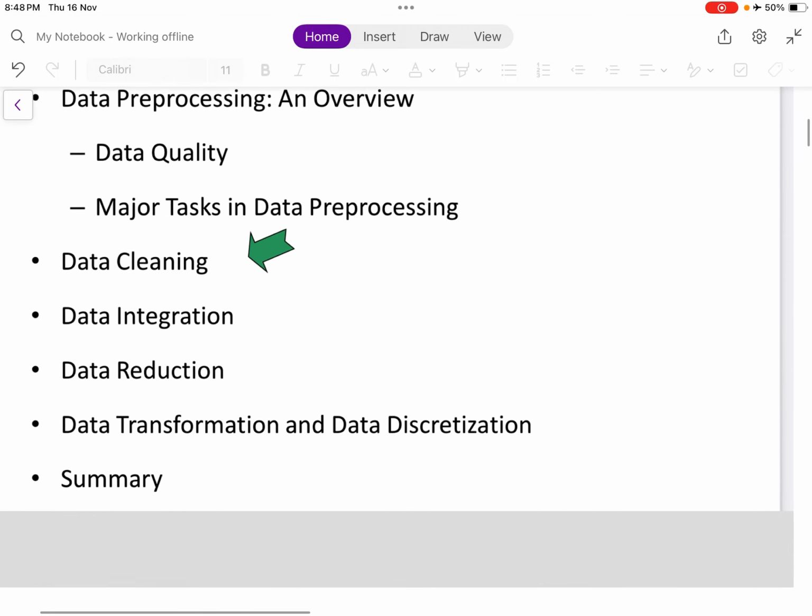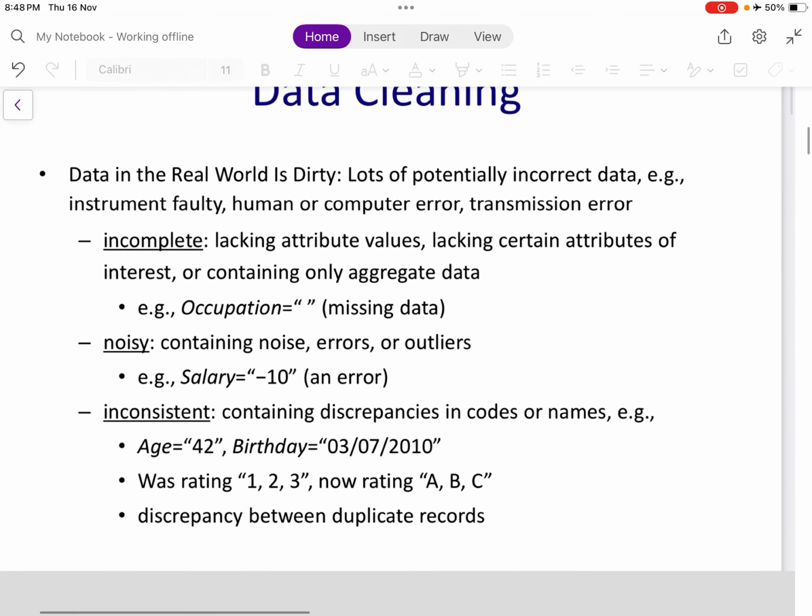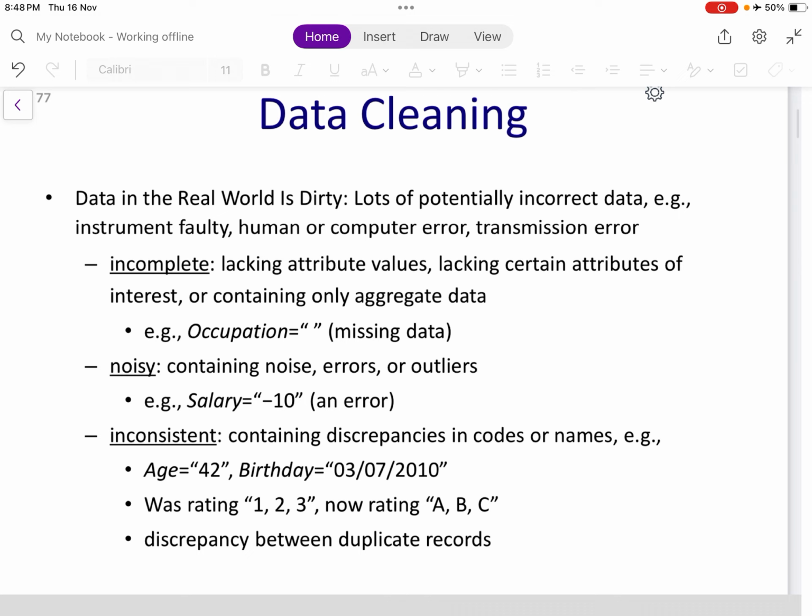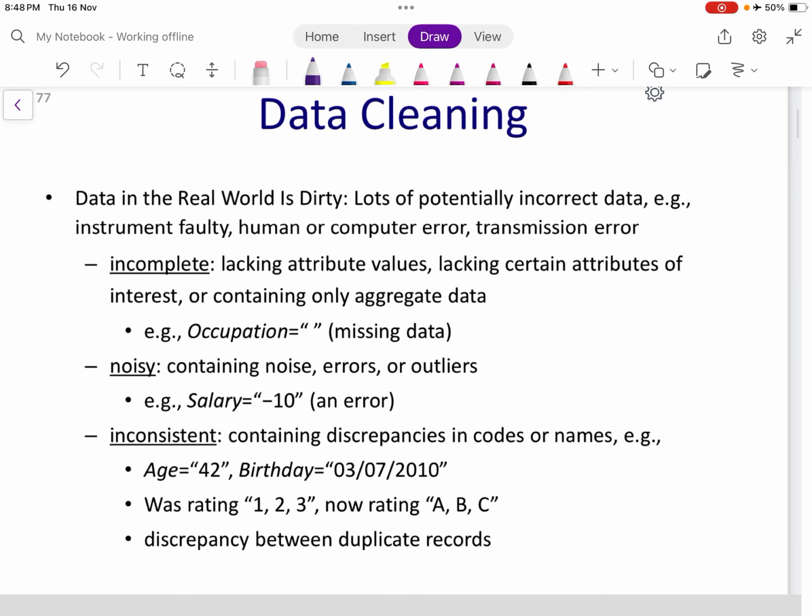So we'll learn about data cleaning. Data in the real world is dirty. Lots of potentially incorrect data, for example, faulty instruments, human or computer error, transmission error. So there is a lot of potentially incorrect data present.